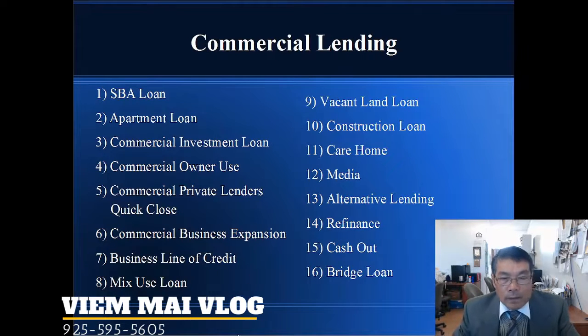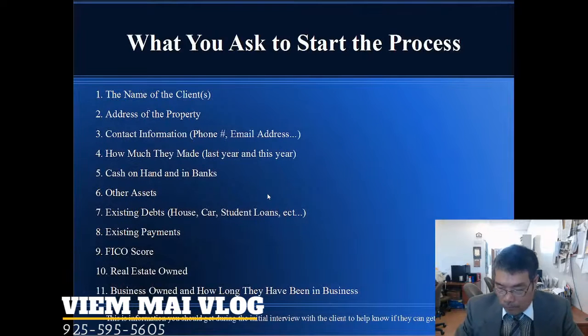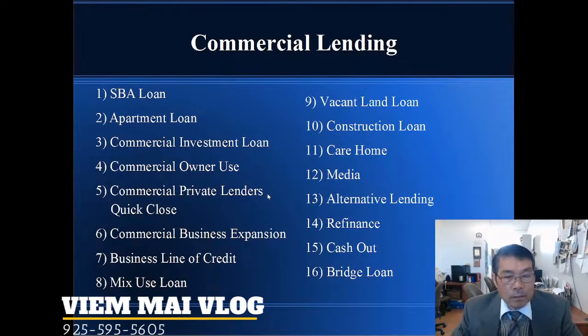Commercial private lenders: this is a private lender, which means we can close fast, and people with lower FICO can get it. This one is no tax. They don't need tax returns to apply for the loan. This is non-documents and closes fast. The longest is about 30 days, but usually only 2 weeks. It depends on the appraisal report, on how busy the appraisers are.